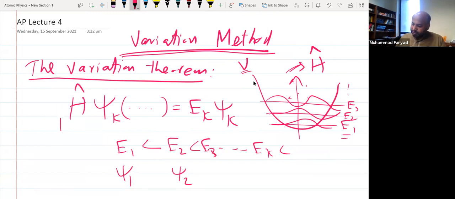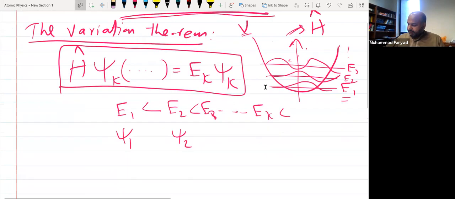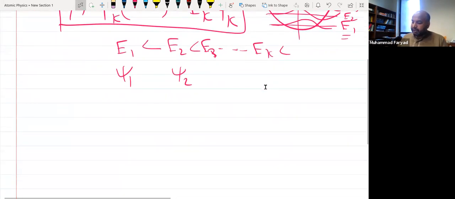So this is the problem that we want to solve. We have psi k and Ek, which are unknown, and we want to estimate them. And let's start first from the ground state.